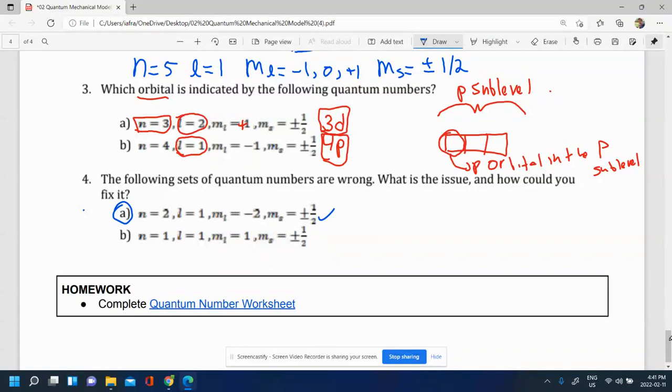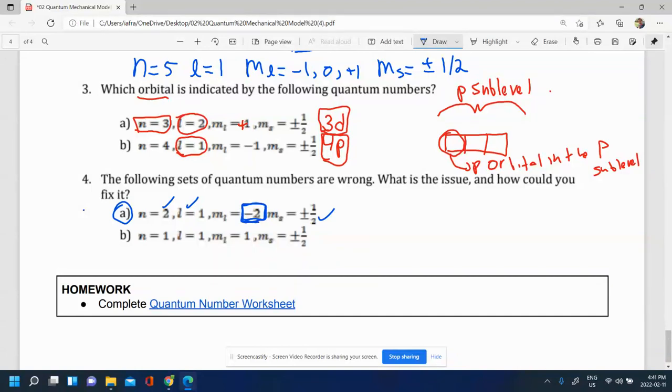So let's look at our n value. Our n value is 2. If our n value is 2, our L value could be 0, and it also could be 1. So that seems okay so far. Let's look at our ML. I think the problem's probably in here because everything else looks good. If you have ML, this number here is negative 2. That looks like it's outside of our range.